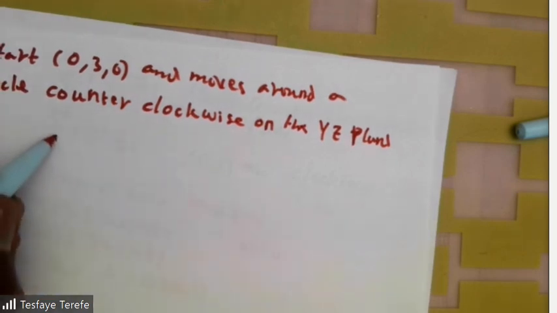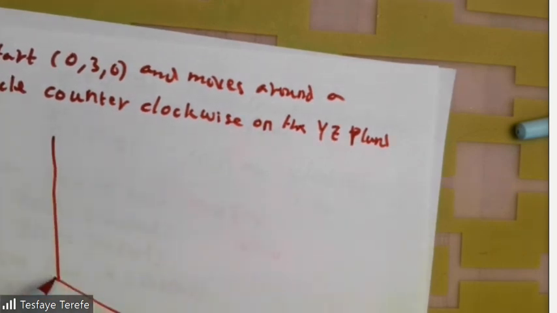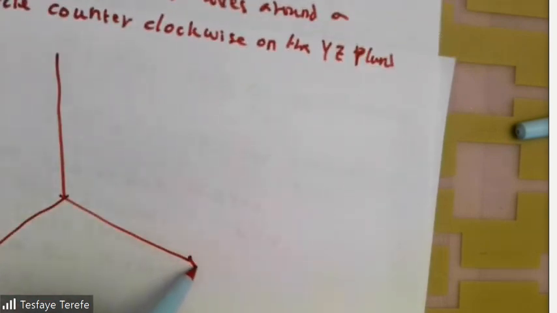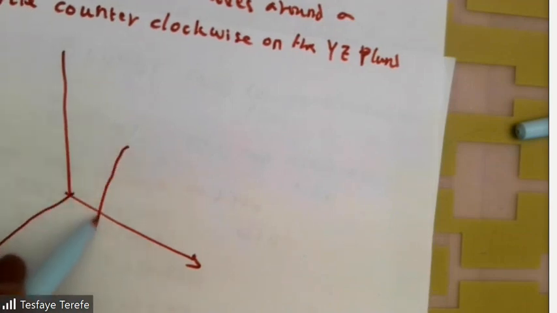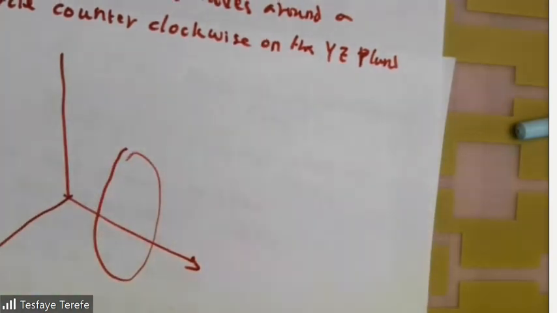So if you try to draw the object like this, then what is really happening is on the YZ plane, it is rotating counterclockwise. So what is the parametric equation for that?